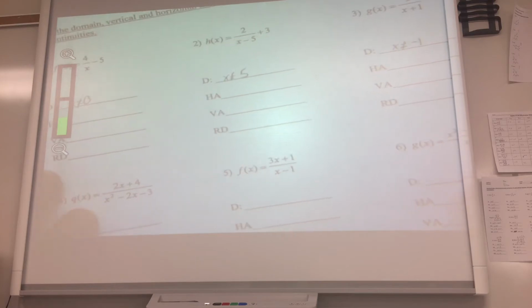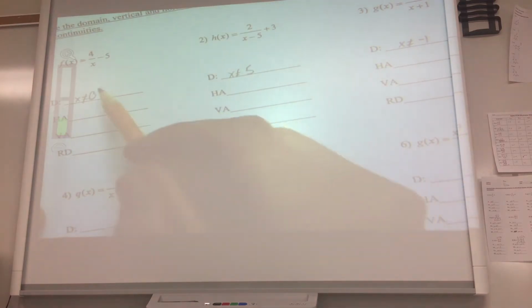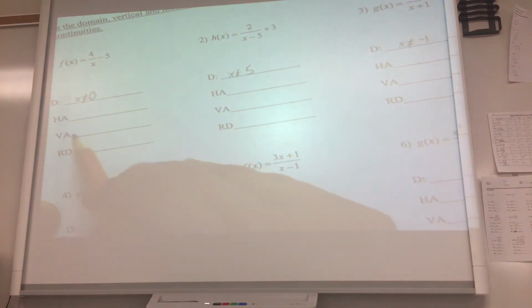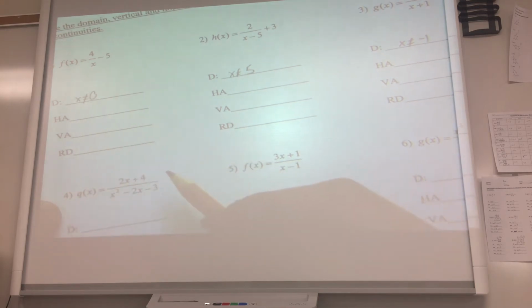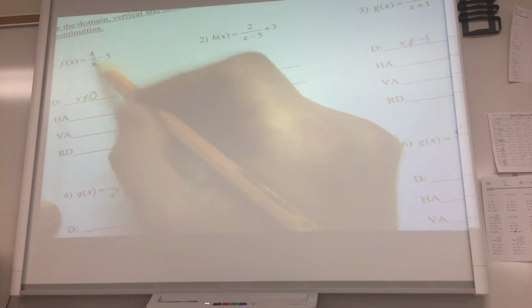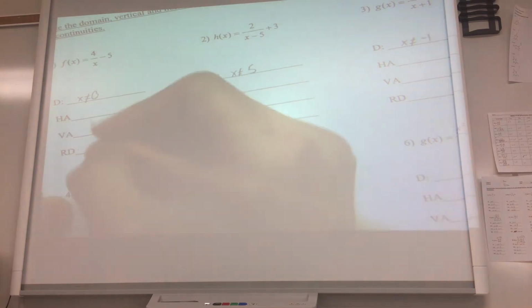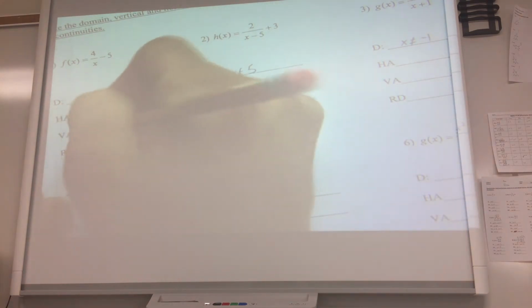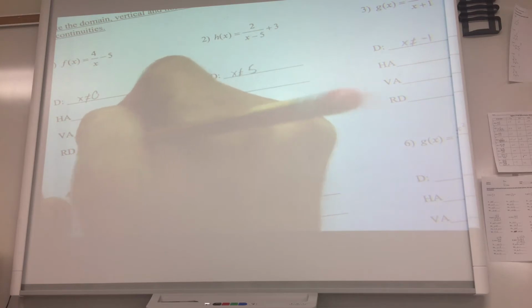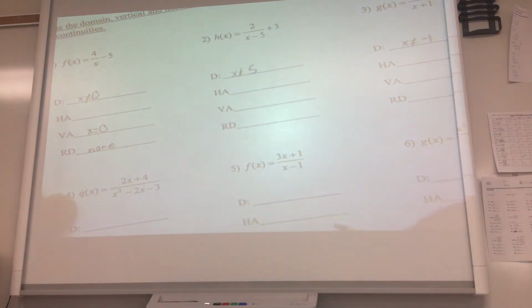So each of those domain restrictions will express itself as either a vertical asymptote or a removable discontinuity. The way you know which it is is if it cancels with something up top. If that x canceled with an x up top, then it would be a removable discontinuity. But because it doesn't, it's a vertical asymptote. So the vertical asymptote exists at x equals 0. As far as removable discontinuity, because nothing canceled, there are none.